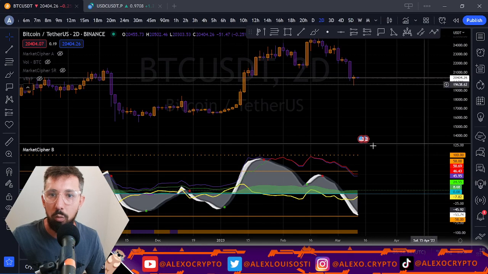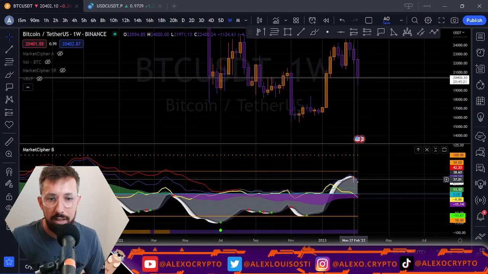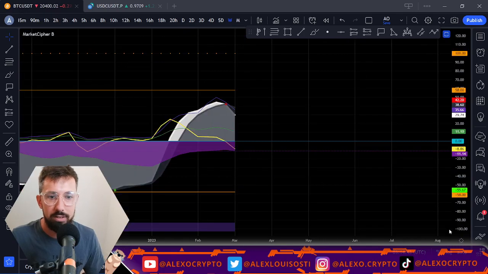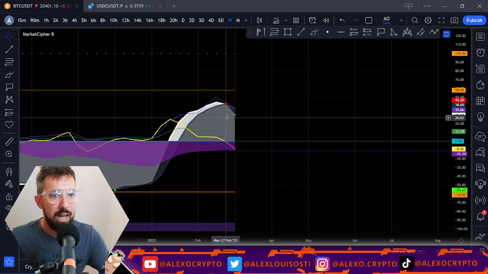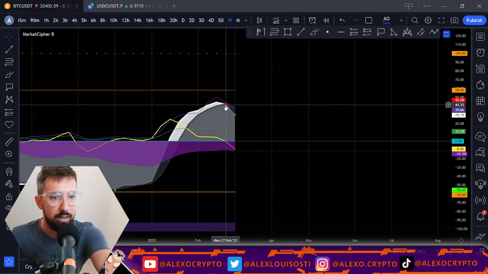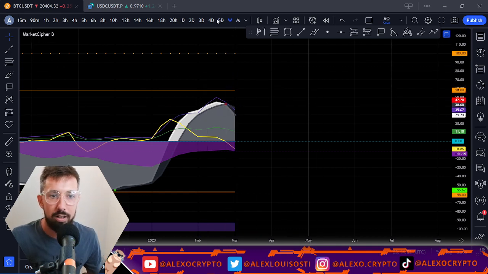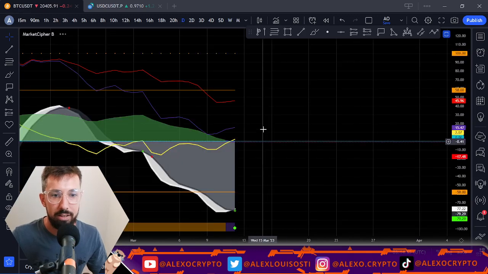So if we go to the weekly here, I was looking at this on the weekly, and we can see that we had this red dot, but it hadn't printed the second part of the wave. So if it's just a red dot right there and it hasn't printed this next section, that means it's not confirmed. That is very important to note. We can't just trade off of red dots and green dots.